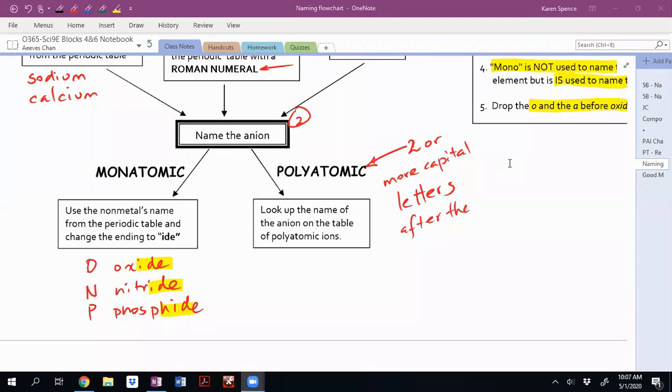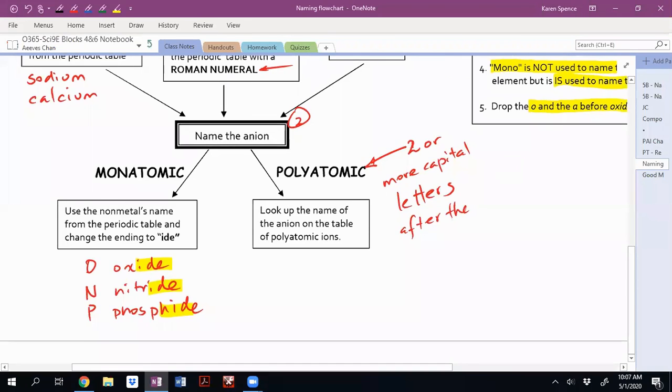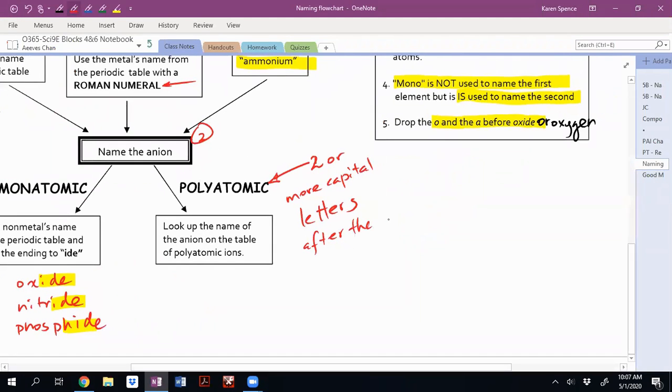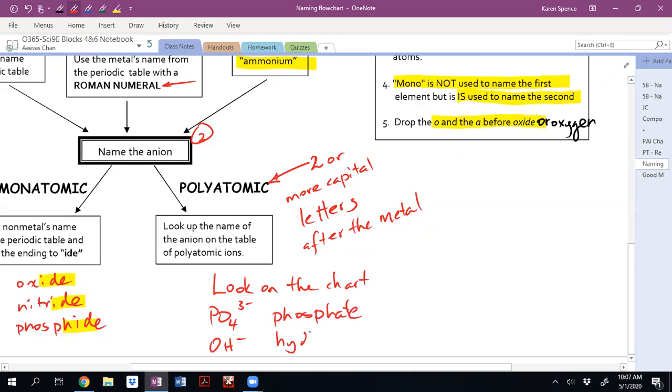Let's see, where were we? We were looking at polyatomic anions. If you have two or more capital letters after the metal, that means you have a polyatomic anion. All you're going to do is look on the chart. So you might see PO4 and it'll say phosphate, and so you just name it phosphate. You might see OH minus, hydroxide, and you would name it hydroxide.